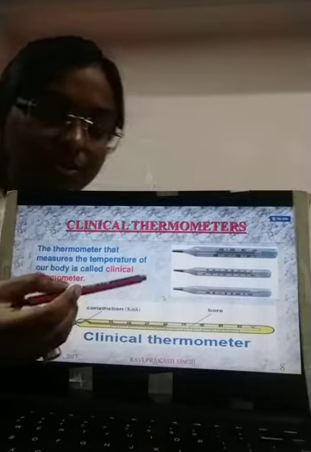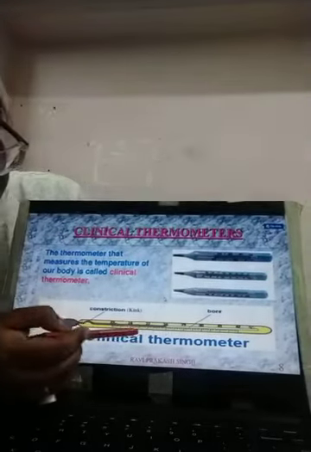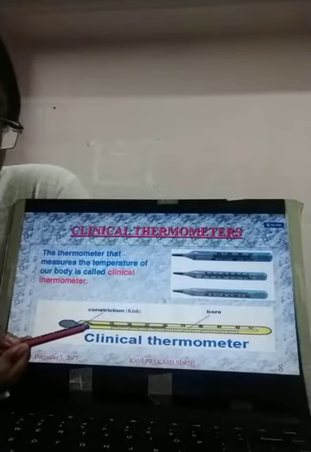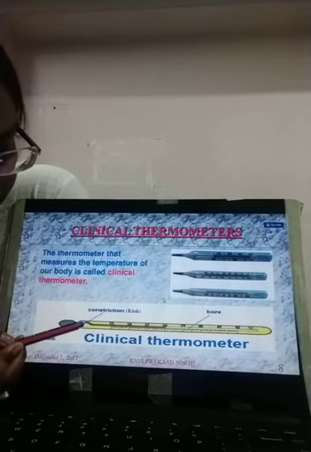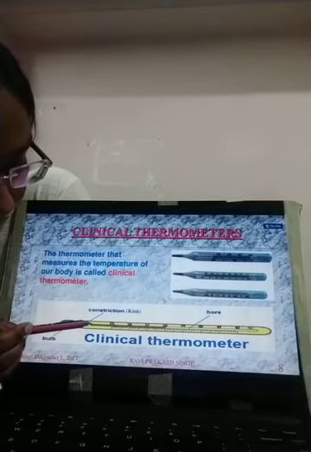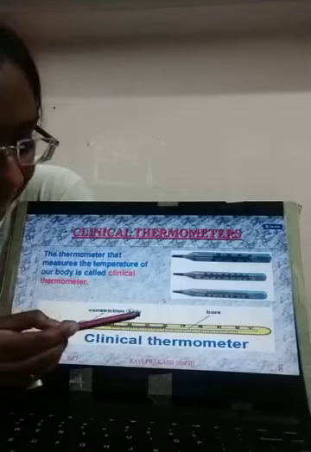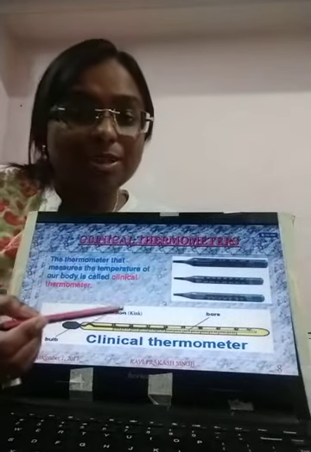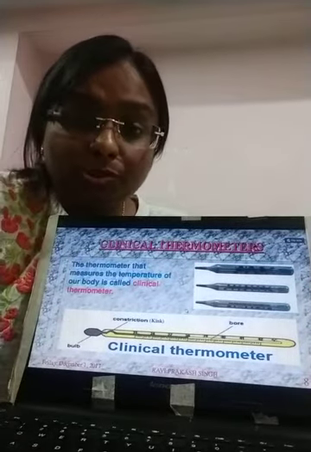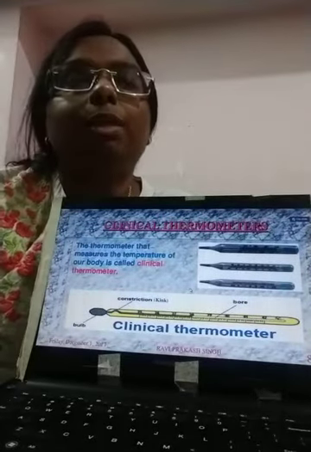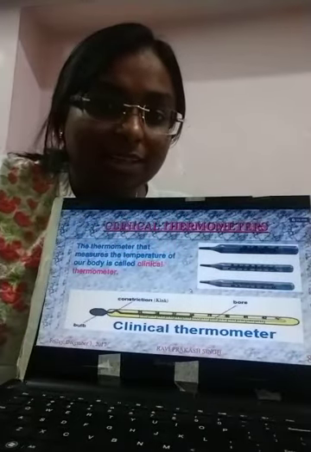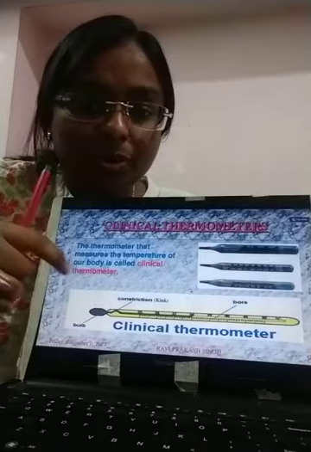Inside the thin bore we have mercury, and you will also see here there is a constriction. Constriction means a part of this bore is just upward, or in some thermometers it's downward. Now what is the use of this constriction? It is also known as a kink, K-I-N-K, kink. Have you seen that before putting the thermometer in your body, your parents jerk the thermometer? Yes, so that jerking is because of this kink.